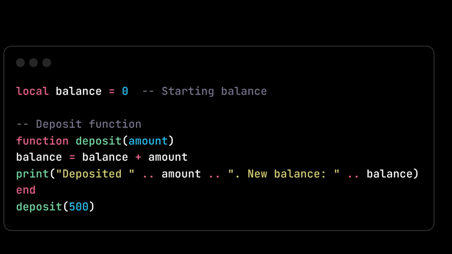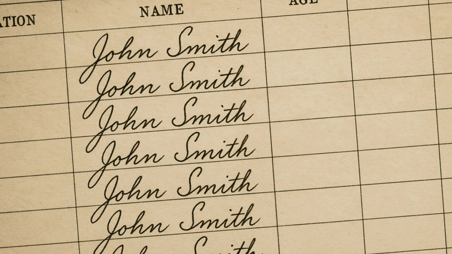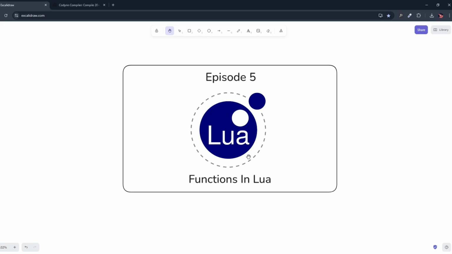They let you group your code, reuse it, and keep things tidy. It's like saving yourself from doing the same task over and over. Think about it. Writing a greeting paragraph 100 times would be really exhausting, but with a function, you can write it once and just call it whenever you need. Simple and efficient. Today we're going to be discussing what functions are and how functions are used in Lua.